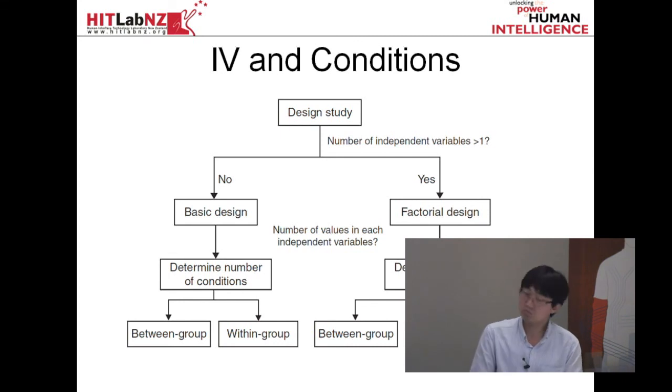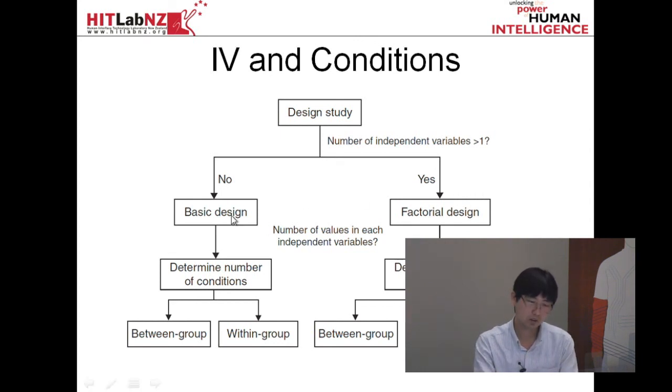So when designing a study, you first try to identify the independent variable. If you are interested in only the type of interface, then that's only one independent variable. If you have only one independent variable, then that's called a basic design. And if you have more than one independent variable, then it's called a factorial design, as we talked about earlier in the example of a 2 by 3 factorial design or 3 by 2.